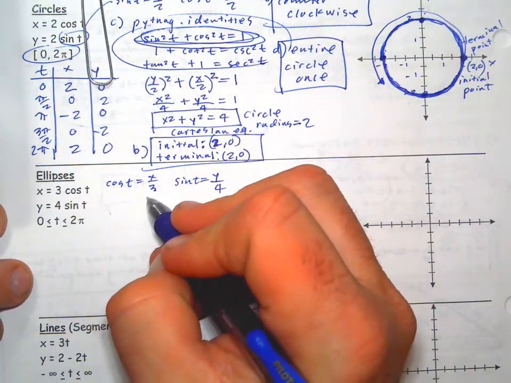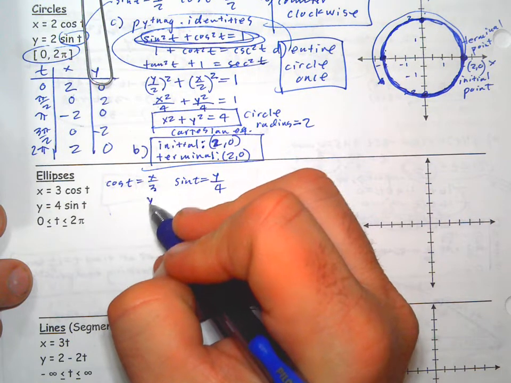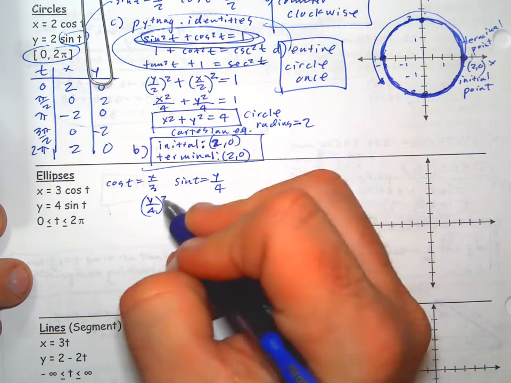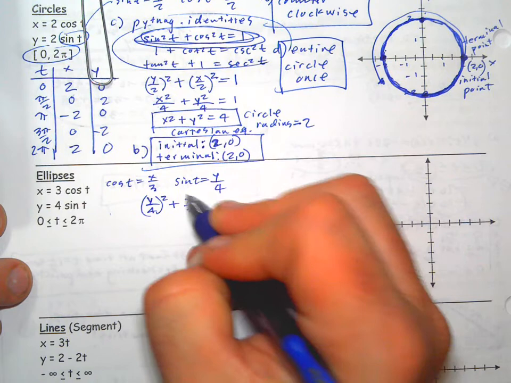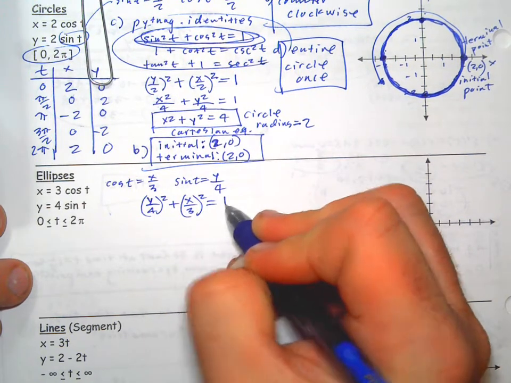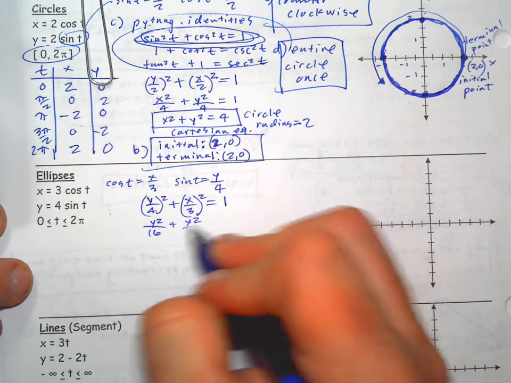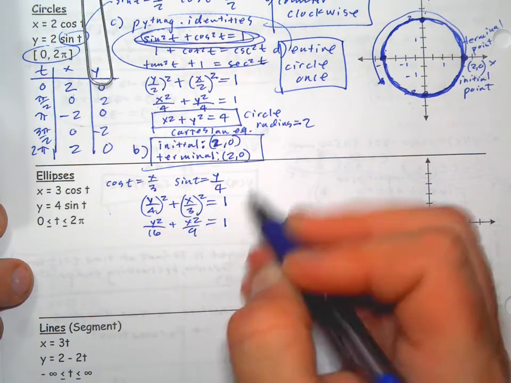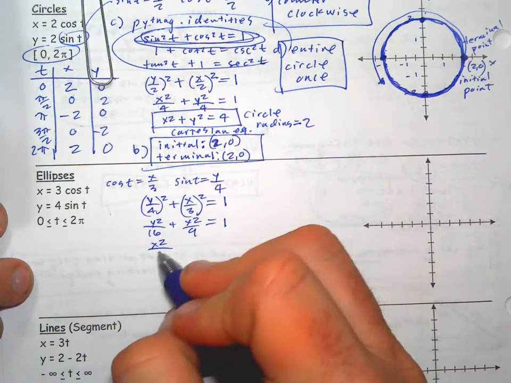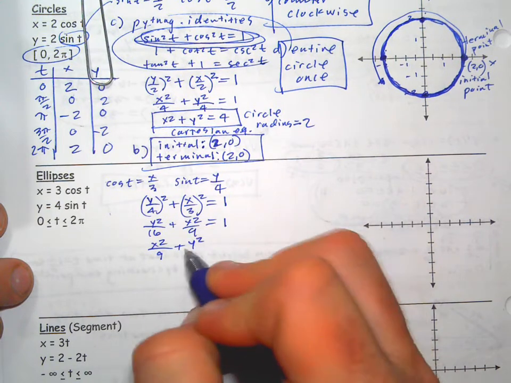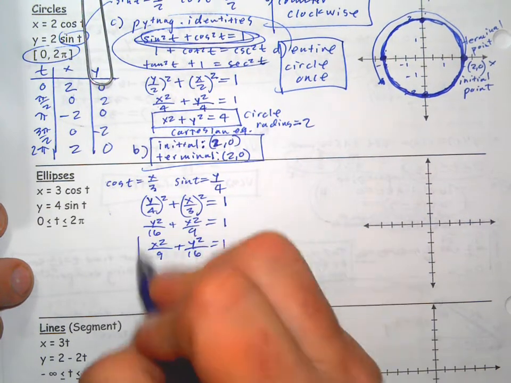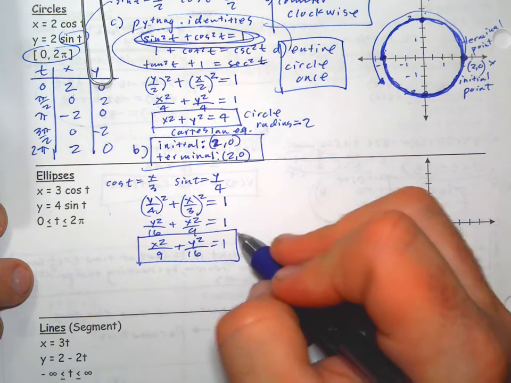So we're going to get y over 4 squared plus x over 3 squared equals 1. So it's going to be y squared over 16 plus x squared over 9 equals 1. And usually you put the x's first, but that doesn't have to happen. And so this is your Cartesian equation. It's an ellipse.